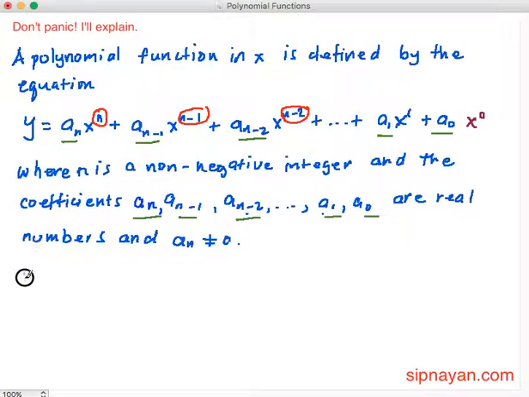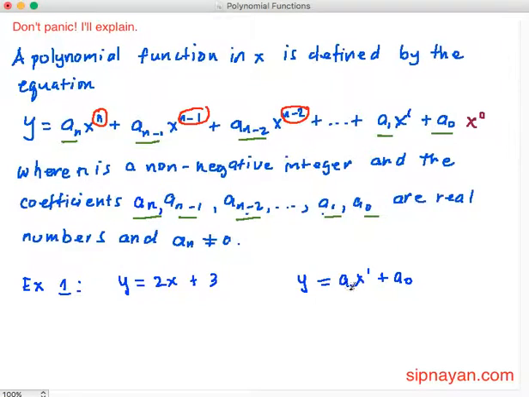Example 1, y equals 2x plus 3. Ano ang degree natin, ibig sabihin ano ang pinakamataas na exponent? This is just an equation with degree 1. Ibig sabihin yung pinakamataas na exponent natin ay 1. So, wala itong mga ibang terms. So, dito, this is just y equals a sub 1 x plus a sub 0.